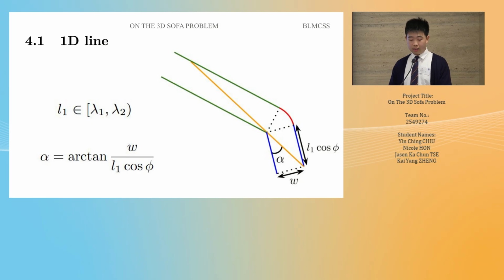And then at the beginning of the movement, we place the object at the edge of the H1, and then we define the initial alpha as the arctangent of W over L1 cosine phi. And then because of the convexity of the hallways, the length constraint of the line is still at the initial alpha. Therefore, we can substitute the new alpha into the original expressions, and then we can find the new length expressions.